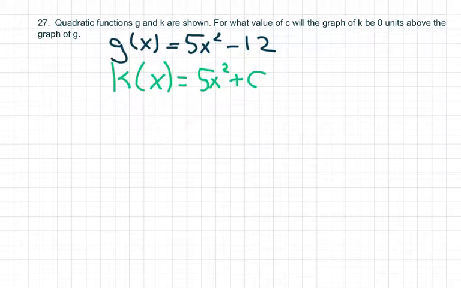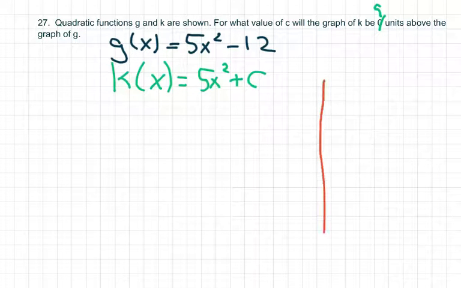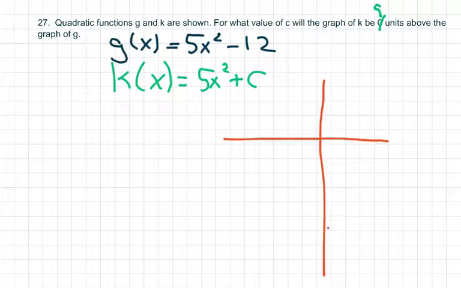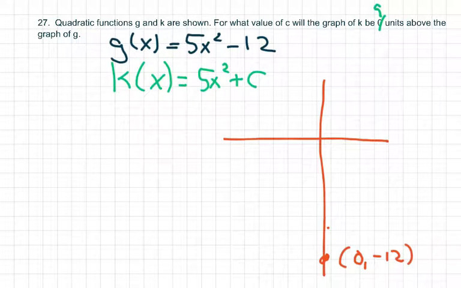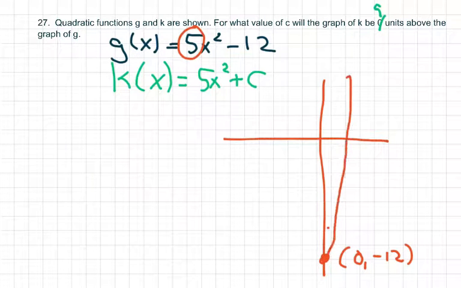And they want k to be 9 units higher. So basically, if I draw this graph, and I'm going to say this is negative 12 right down here, this is (0, negative 12). Or you could actually graph it on your calculator. It's kind of narrow because of the 5, so I'm just going to make it narrow.